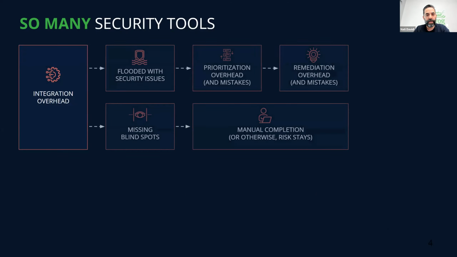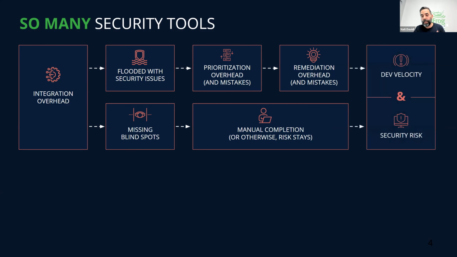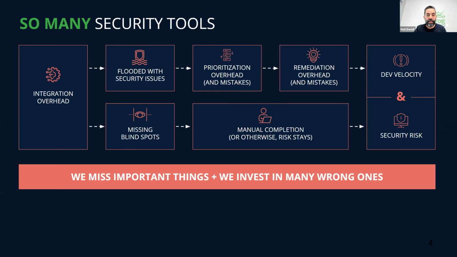In the good case scenario, it's just about missing blind spots, things that cannot be covered by the typical source code analysis. In other cases, there are many things that simply would not be taken care of because the developers and the DevOps are flooded with so many security issues. So eventually, security is not good enough and development velocity is heavily impacted. There is a lot of frustration, but at the end of the day, we are missing many important things because of the wrong approach, and we also invest in many wrong things that should not necessarily be fixed.